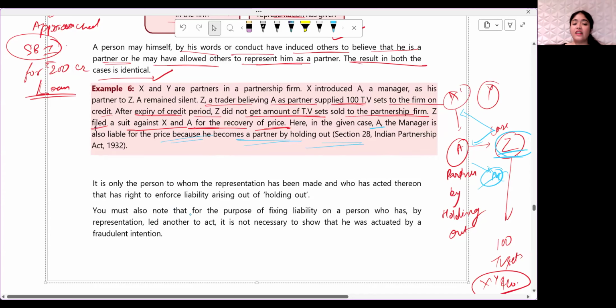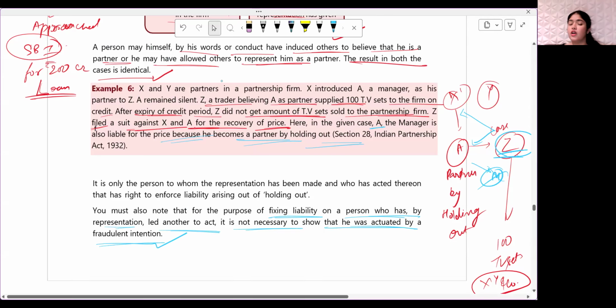You must also note that for the purpose of fixing liability on a person who has by representation led another to act, it is not necessary to show that he was actuated by fraudulent intention. You can say, like, by mistake I said A is the partner, I didn't want to do it by fraud. Even if you have done fraud, you don't have to admit it. You can just say it happened by mistake.